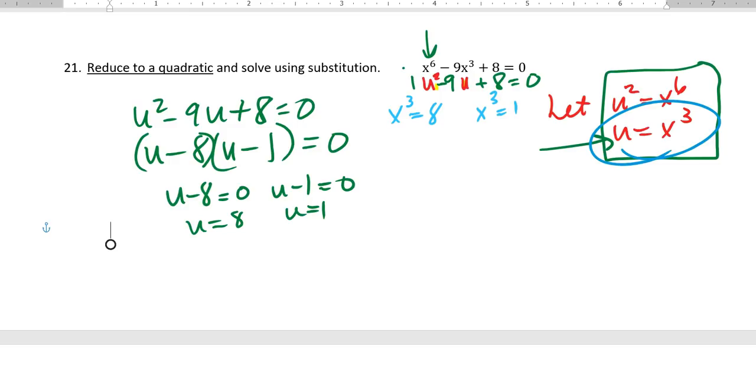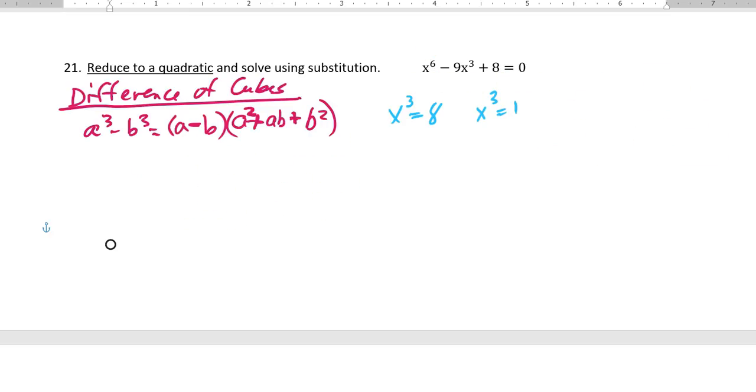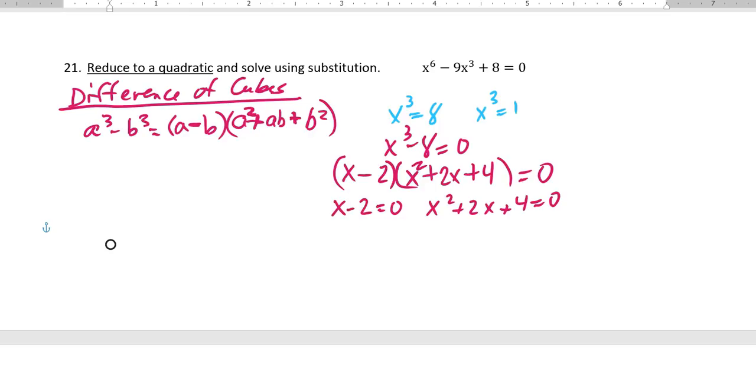Now, we haven't done these in a while, but cubes, we're going to use the difference of cubes formula. Let's just review that. So I'm going to use the zero factor property. So I'm going to subtract 8. And then I'm going to use my difference of cubes factoring. And now I'm going to set each factor equal to 0. So this one's easy. X is equal to 2.